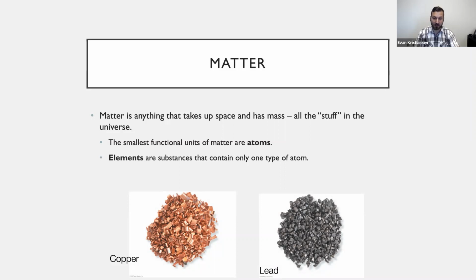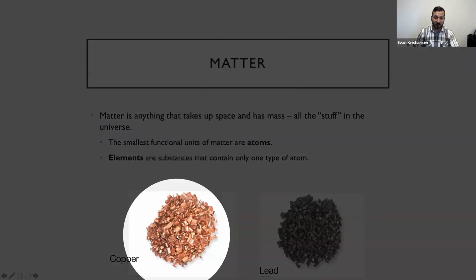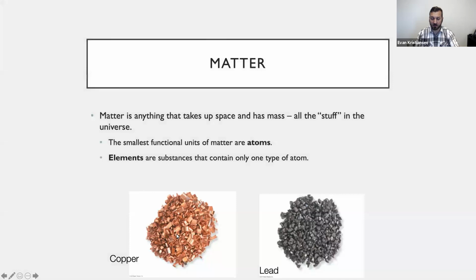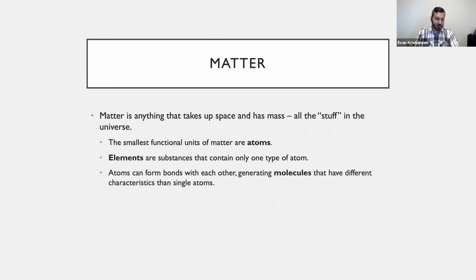These copper shavings on the left-hand side are composed of elemental copper. They're composed of only the atom copper and nothing else. Just like on the right-hand side is lead, which is composed only of the element lead. Atoms can form bonds with each other, which create molecules that have different characteristics than just the atoms on their own. So if you combine carbon and oxygen, in fact, carbon and 2 oxygen atoms, you get the molecule CO2.